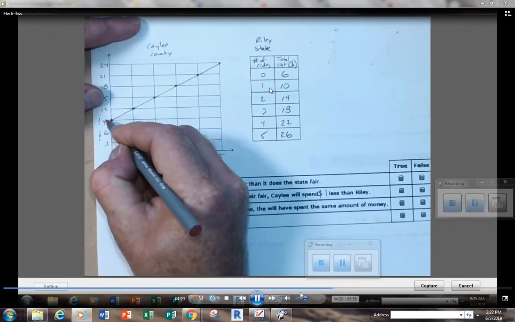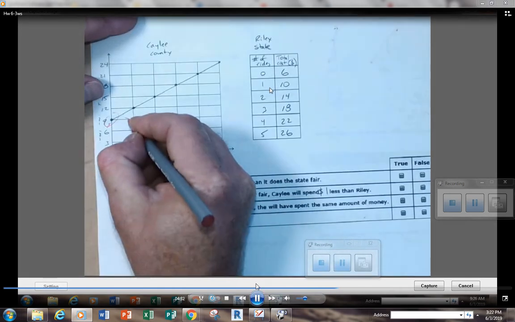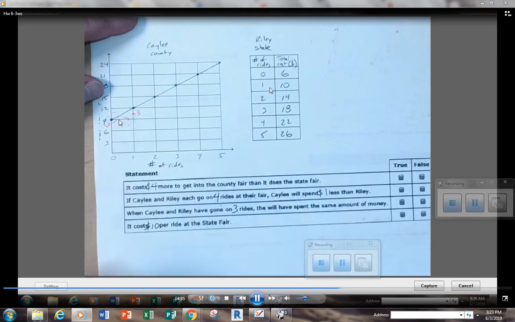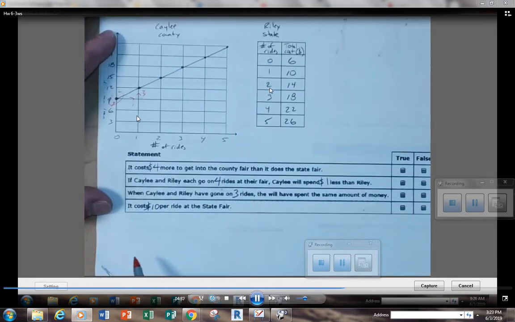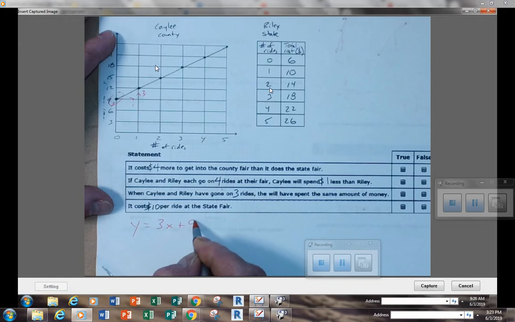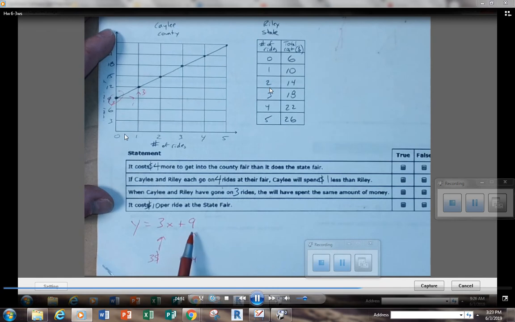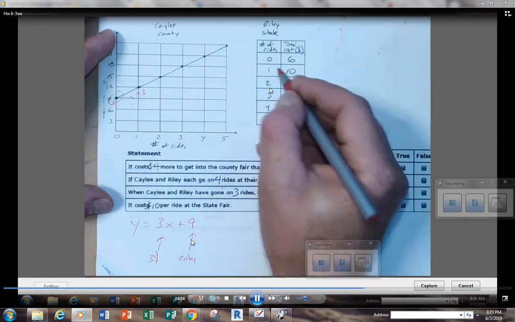is writing equations again from a graph and from a table and using that to answer the questions. So for this graph, it has a y-intercept of 9. It has a slope of over 1 up 3. So if I put those together, with that y-intercept of 9 and my slope of 3 over 1, the equation for that county graph is 3x plus 9, where $3 is how much per ride and $9 is the base term, or how much you're spending after riding 0 rides, or how much you're spending to get in.